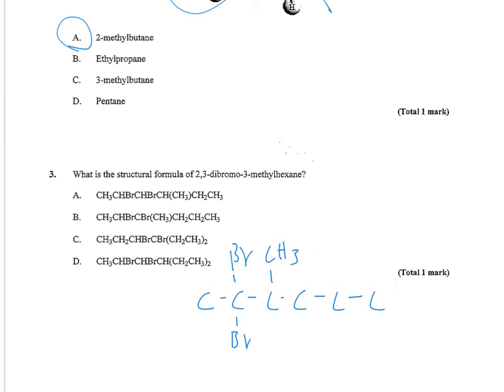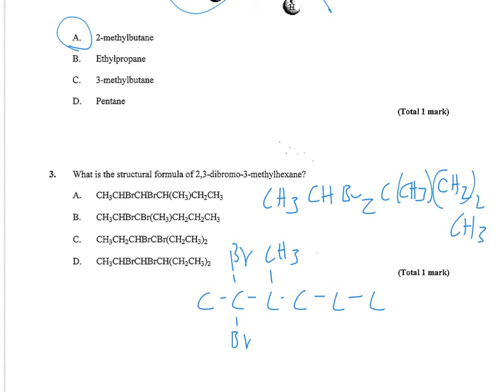As I write this from left to right, I would call it CH3, CHBr, CBr, and then a lot of times I use parentheses to show the CH3 as a branch, CH2 2 times, and finally a CH3. So the one that best matches my answer is B.